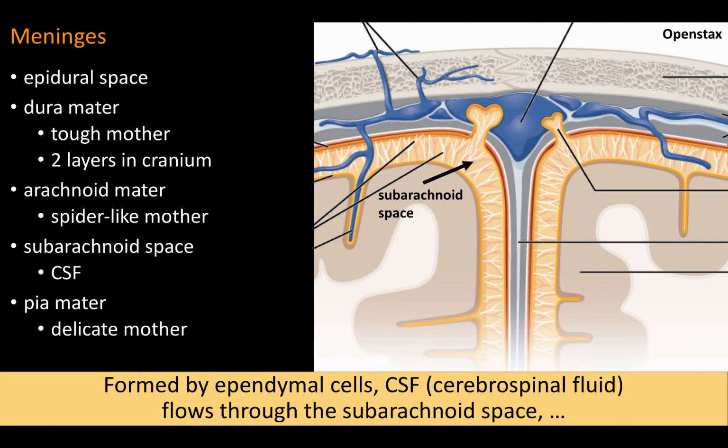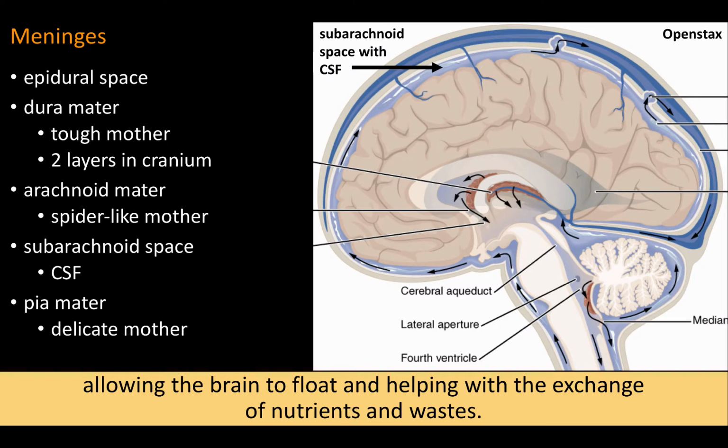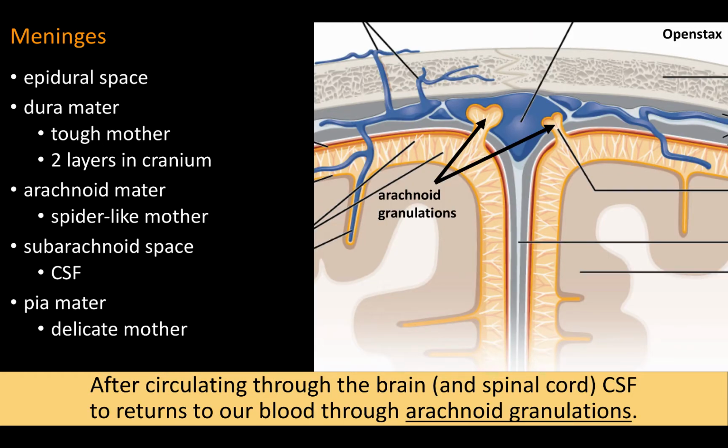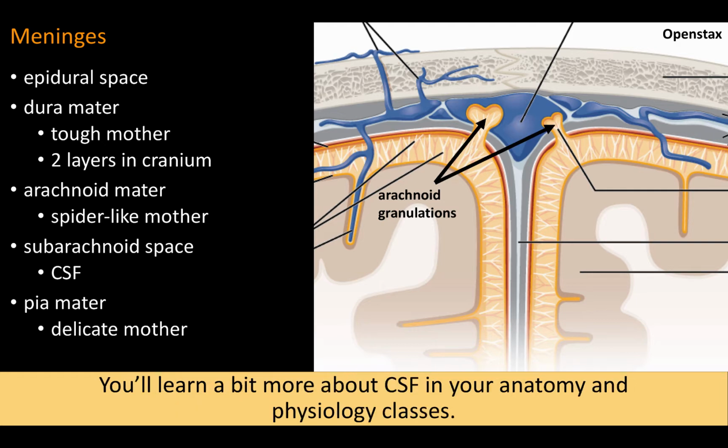Formed by ependymal cells, CSF, cerebrospinal fluid, flows through the subarachnoid space, allowing the brain to float and helping with the exchange of nutrients and wastes. After circulating through the brain and spinal cord, CSF returns to our blood through the arachnoid granulations. You'll learn a bit more about CSF in your anatomy and physiology classes.